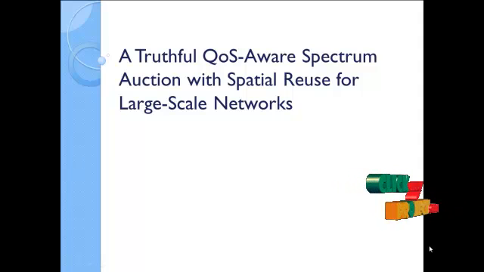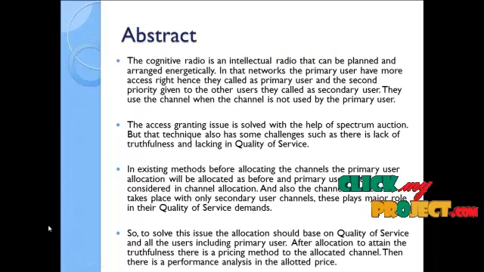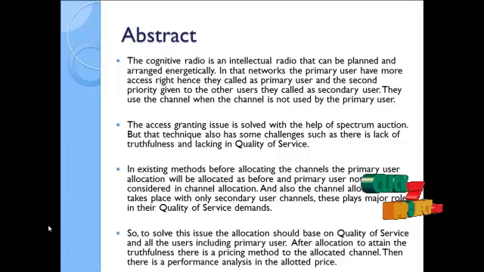The project title is a Truthful Quality of Service Aware Spectrum Auction with Spatial Reuse for large-scale networks. Now I am going to explain the project. The main objective is to obtain quality of service while allocating channels based on the priority of the users, and also to obtain truthfulness while allocating prices based on their channel allocation.